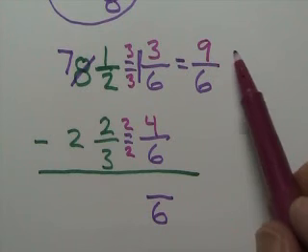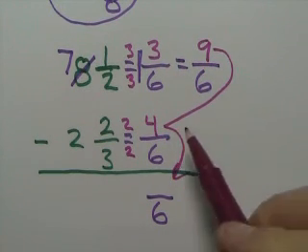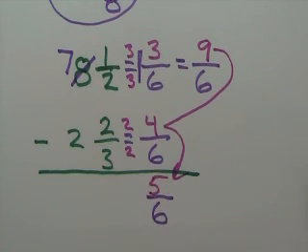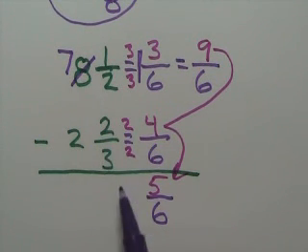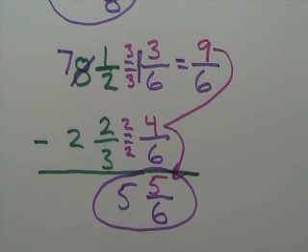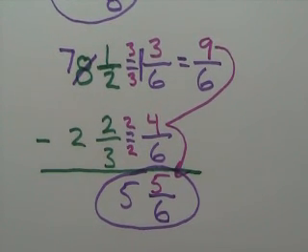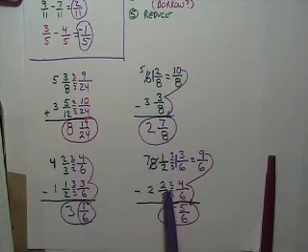So now I subtract. 9, take away 4. 9 minus 4 is 5. And then for my whole numbers here, I have 7, take away 2. And there's our answer. So definitely the most challenging is when you have to borrow.